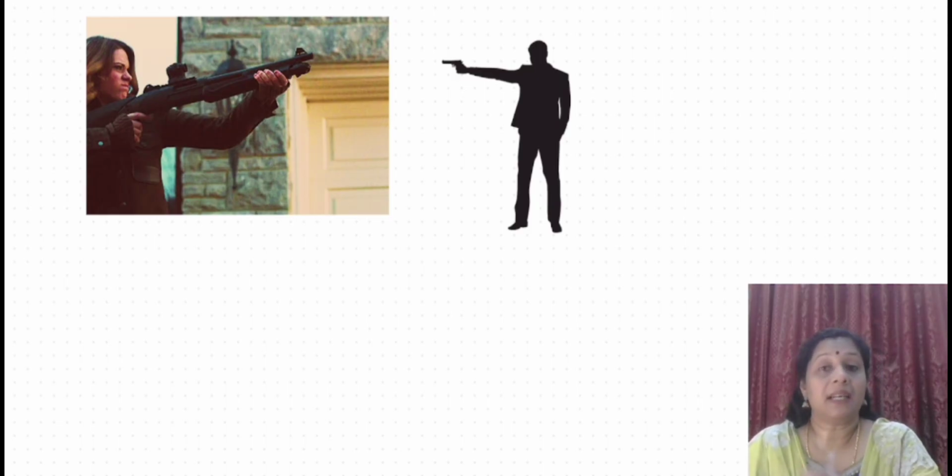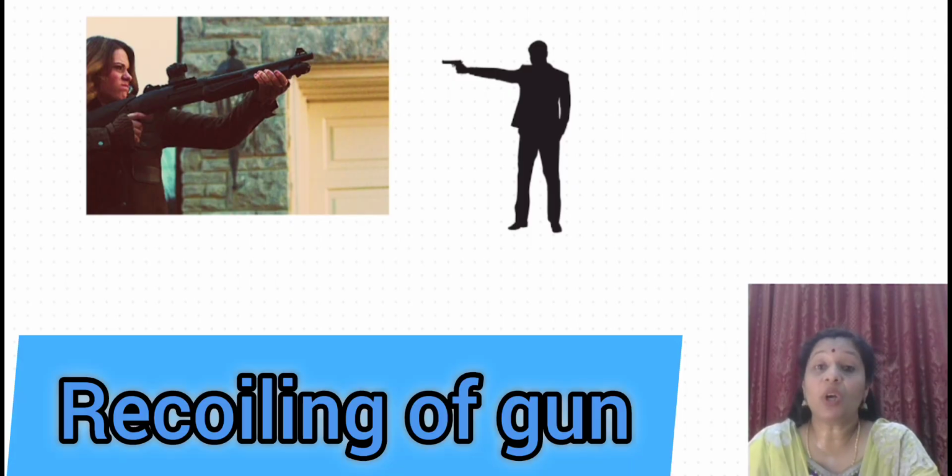But is the gun getting moved with the same velocity? No, because the gun is very heavy. So it cannot have the same effect, but still the gun will move back a bit. That is called the recoiling of the gun. So the bullet will be fired with a very high velocity because of the action exerted on it, whereas it will apply a reaction force, but it has a different acceleration on the gun because the gun is heavier than the bullet, but still it is called the recoiling of the gun.